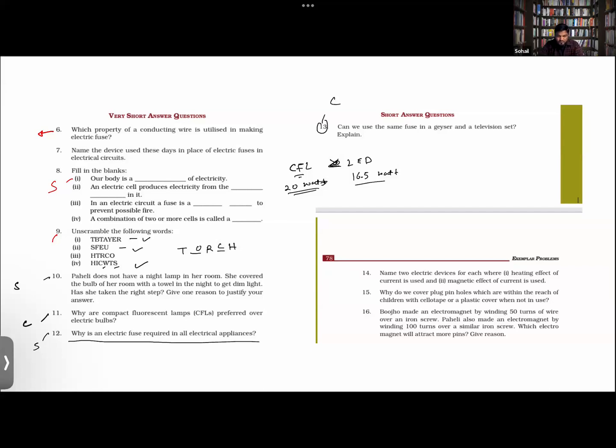Like to protect them from the excess current flowing. Exactly. That will restrict the excess flow of electric current by simply melting. It will simply melt. Hence, the circuit will be broken.